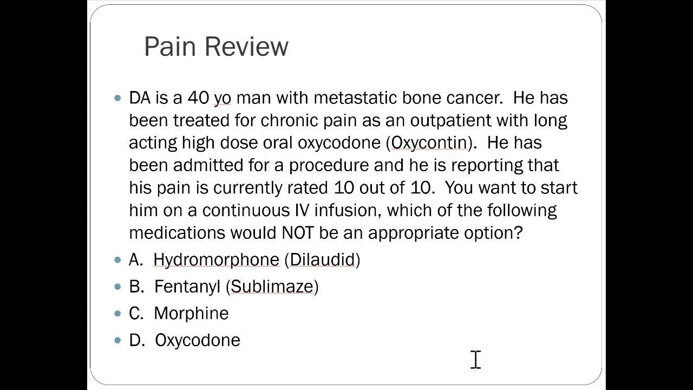Okay, that's gout. I have a couple slides here for pain management review with a couple example test questions that will hopefully give you guys some frame of reference for what I'm going to ask.